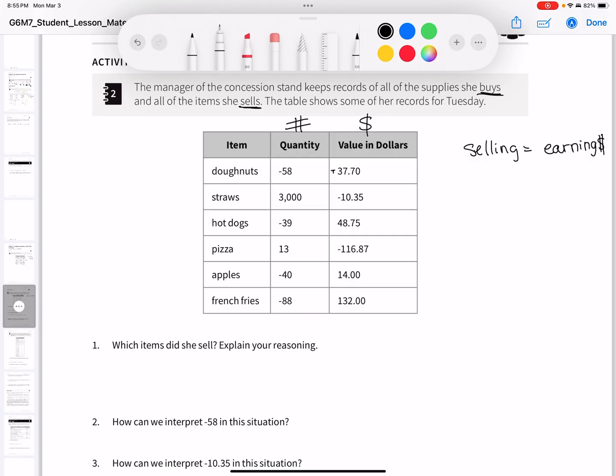And if she's buying, that means she's losing money, right? It's a cost. So which items did she sell? Well, selling means it's a positive value. So she sold positive, so it's donuts. We're looking for positive money.